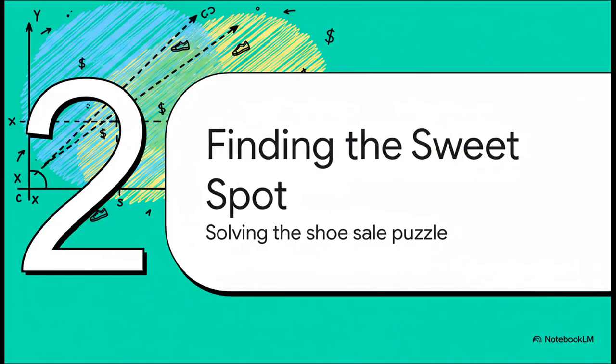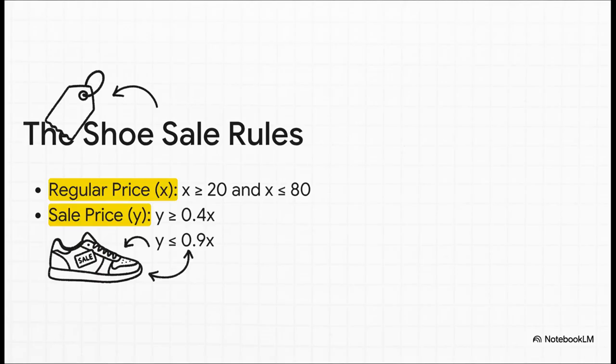Okay, so now that we know how to draw one of these solution maps, we have exactly what we need to go back to the beginning and finally solve that shoe sale puzzle. First things first, we've got to translate that ad into math speak. Let's say x is the regular price and y is the sale price. Okay, the regular price part is easy, right? The ad said it's between $20 and $80.